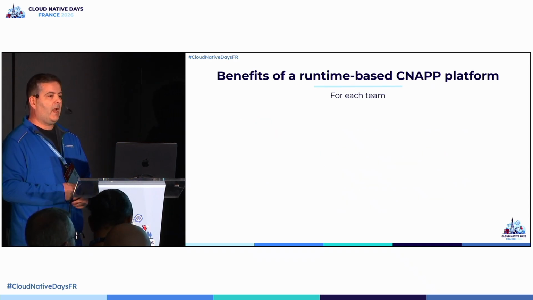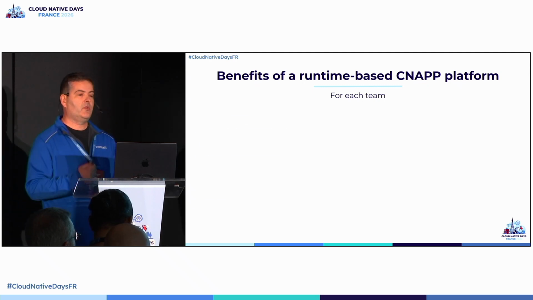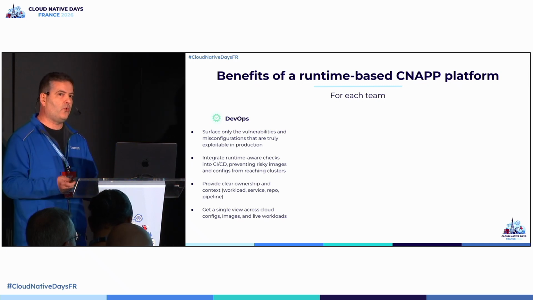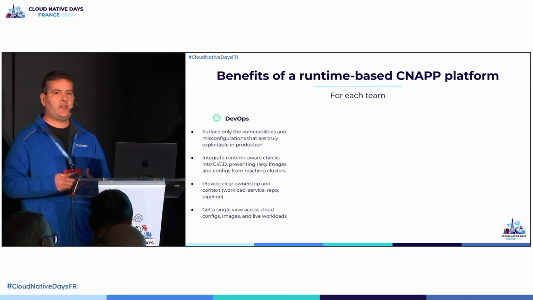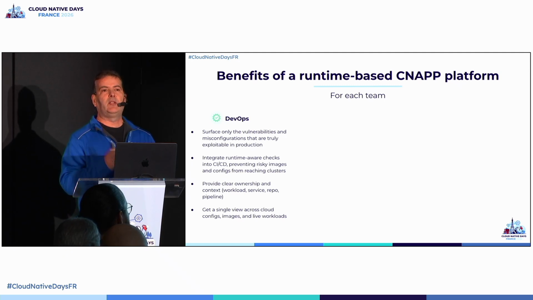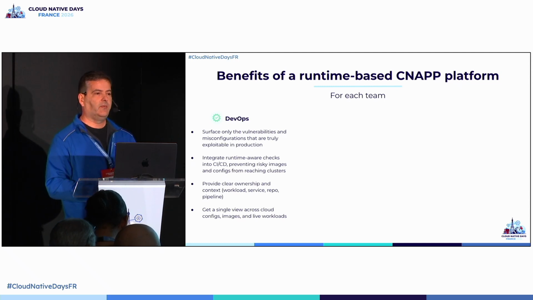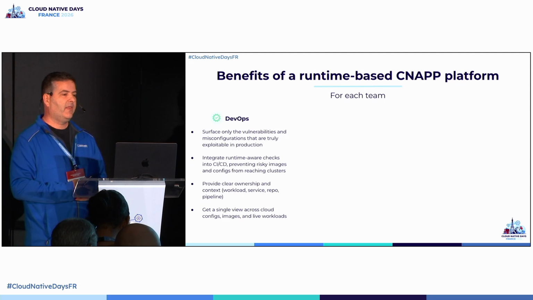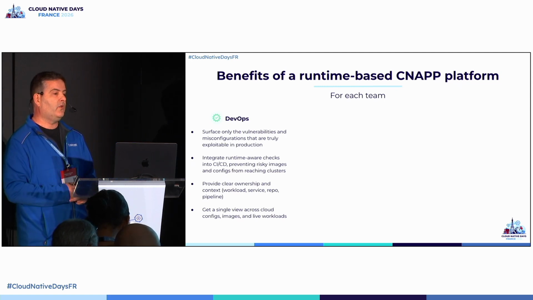Now, I thought it makes sense to break that down based on each particular team. So the benefits for DevOps: what DevOps care about is creating production-grade tooling that has as few vulnerabilities and misconfigurations as possible. This is the main target. How can a tool help them in their mission? By surfacing or highlighting only the vulnerabilities that are actually loaded in memory, so they know exactly what they need to remediate next.